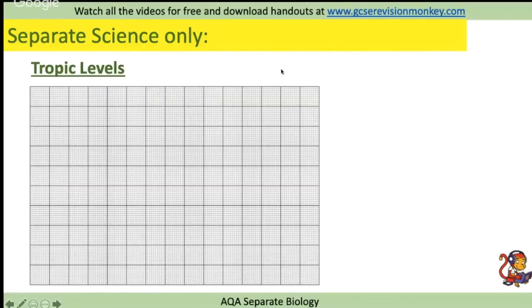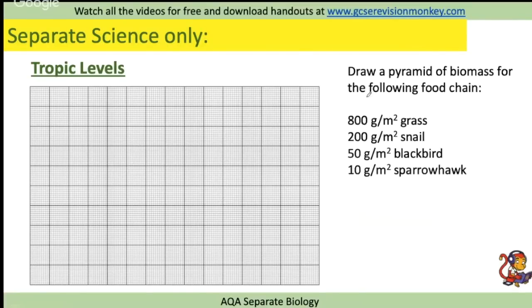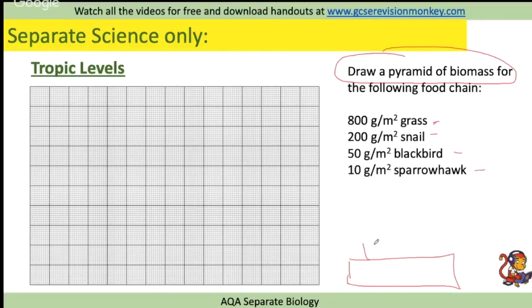Trophic levels. Only a few slides left, you'll be pleased to know. Just do about trophic levels, and then we'll do a little bit about the eye. So in a food chain, you might have these animals, for example, animals or plants: grass, snail, blackbird, and a hawk. If you're asked to draw a pyramid of biomass, it's always going to look like a pyramid with the largest base at the bottom and then going smaller, smaller, smaller, because you're only looking at the mass of stuff.